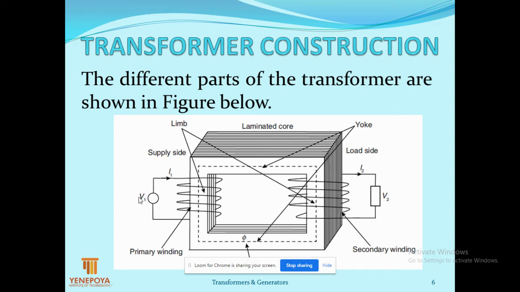Now the working principle. You will see the input voltage V1 is applied to the primary winding. As a result, the primary winding circuit gets closed here, and the current I1 starts flowing in the primary winding, which sets up a flux phi. You see the dotted lines here, which set up the flux in the core.